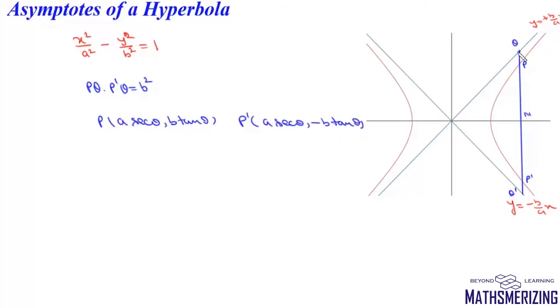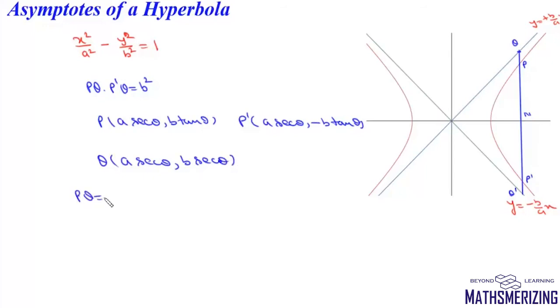Now we'll find this corresponding point Q. Now we know that this Q lies on this P dash, so its x coordinate will be the same. So its x coordinate will simply be A secant theta, and if we put x as A secant theta, we'll get y as B secant theta.